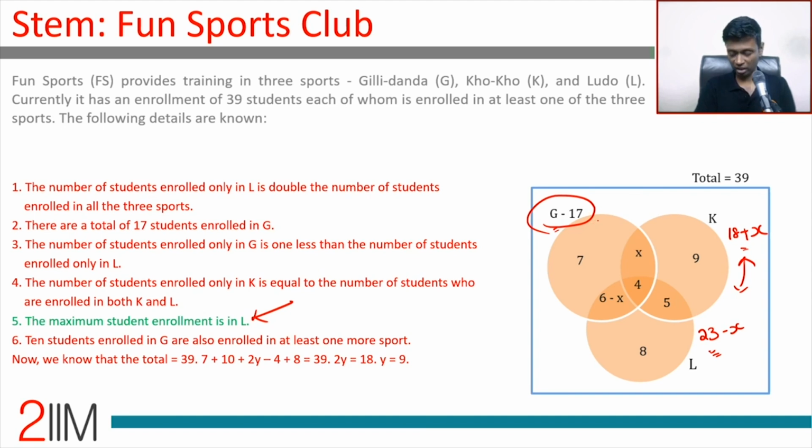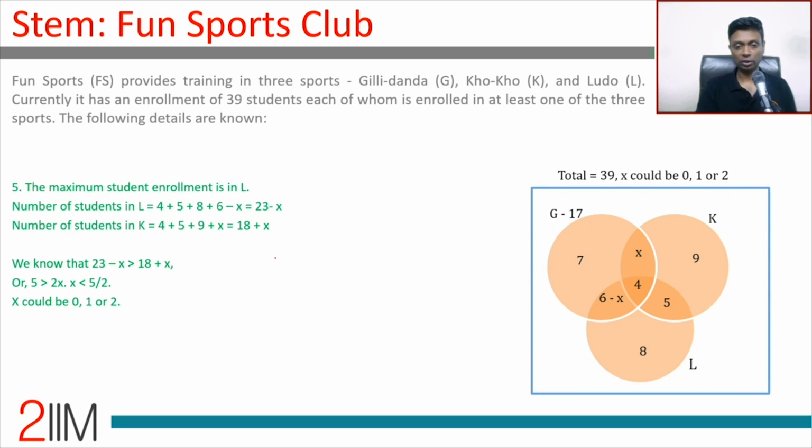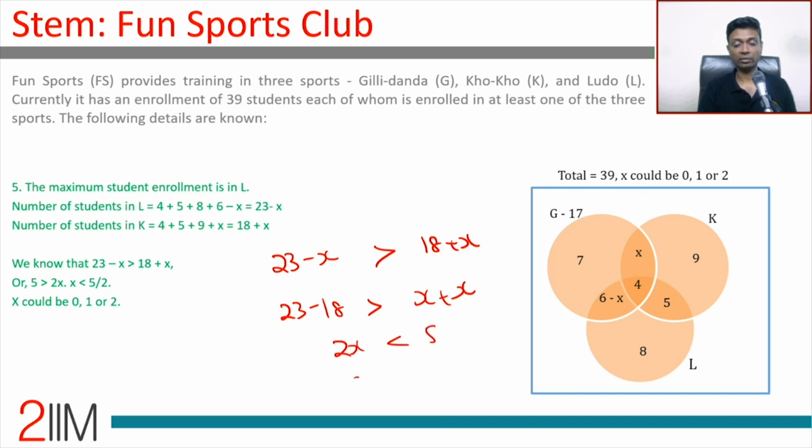So let's plug in that constraint and get some value going for X. We know that 23 minus X is greater than 18 plus X. 23 minus 18 is greater than X plus X. 2X is less than 5. X is less than 5 by 2. 5 by 2 is 2.5. We're looking for integer values of X. X could be 2, 1, or 0. Maybe there'll be some constraint which says it cannot be 0, but right now we'll account for 0 also. X can be 2, 1, or 0.